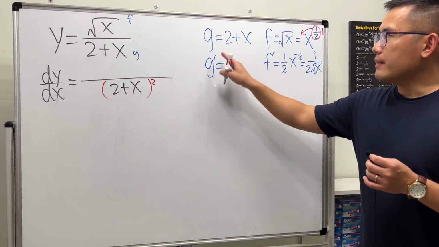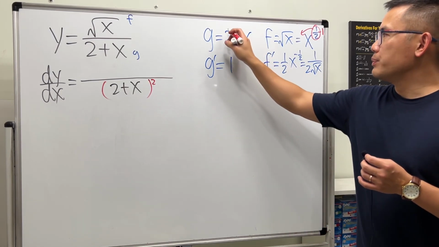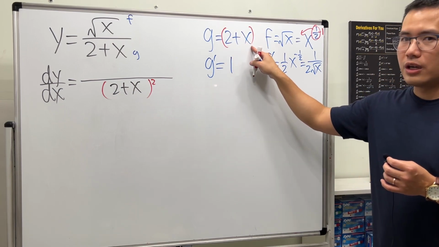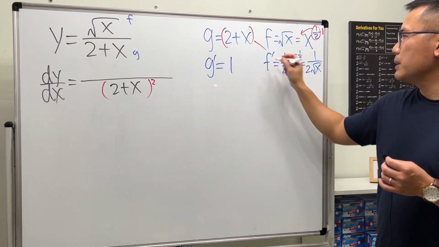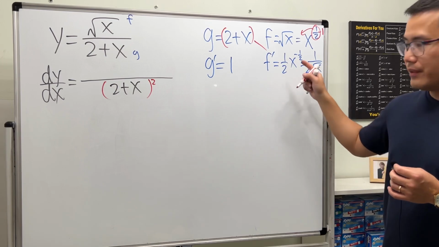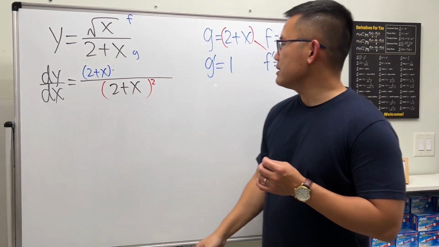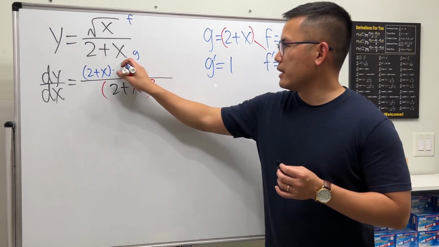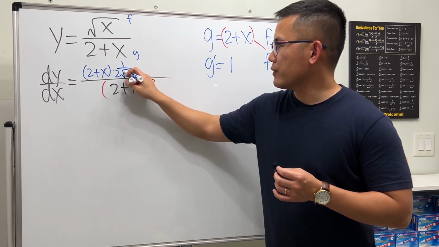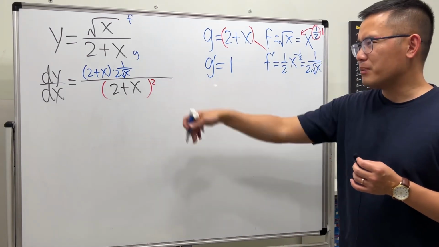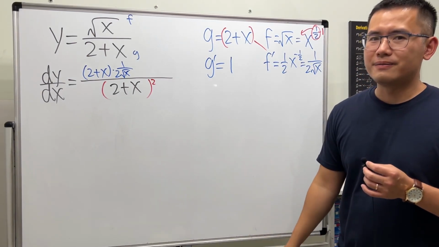Alright, for the top, we first put this in a parentheses because it has two terms. And we take this, multiply with that, which is just this. So we get 2 plus x times that, which is 1 over 2 square root of x. I know we have complex fractions, but we'll fix that later.